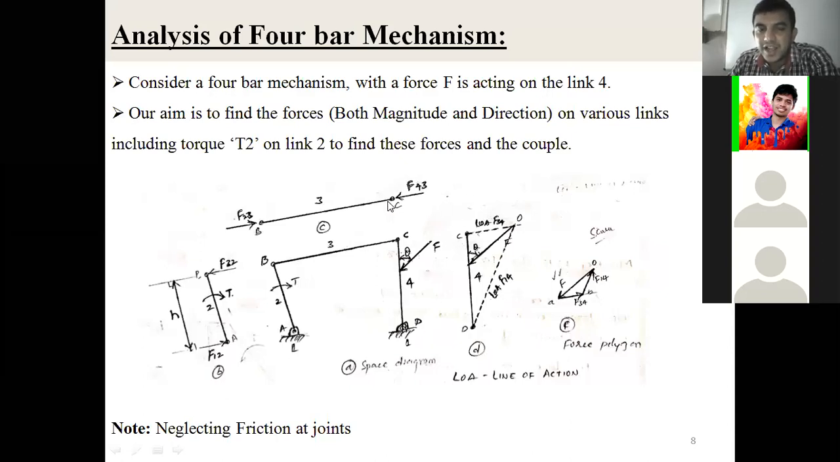Now I draw a line parallel to link 3 from hinge C in the link, in figure D. Draw a line which is parallel to link 3. That shows what? The line of action of F34.